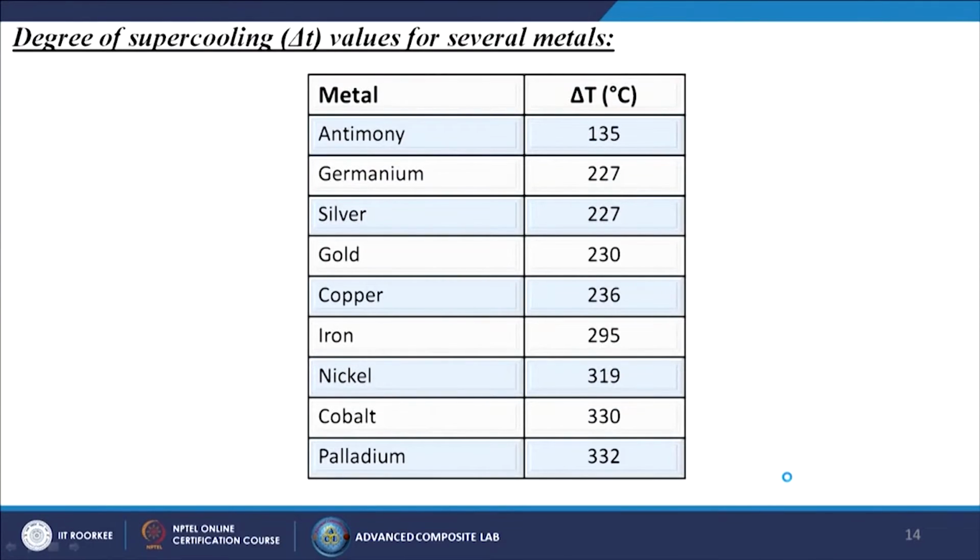Now, the degree of supercooling del T values for several metals. Suppose we take antimony, it is 135 degree centigrade. Generally copper is required for us because we are widely using copper, that is 236 degree centigrade, iron is 295 degree centigrade, nickel is 319 degree centigrade, then cobalt is 330 degree centigrade, and gold is 230 degree centigrade. So, this is the degree of supercooling for various metals.